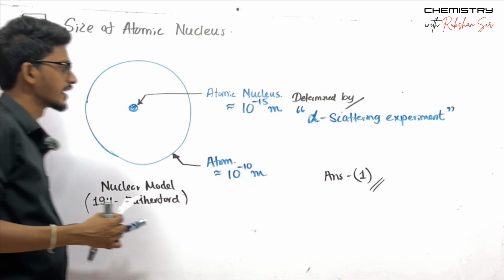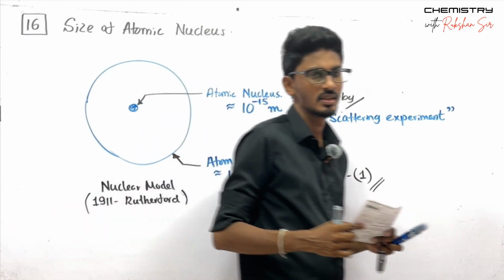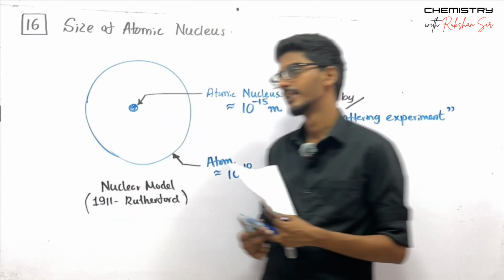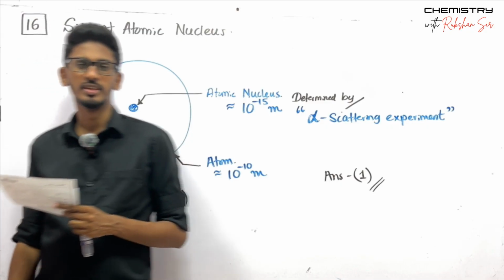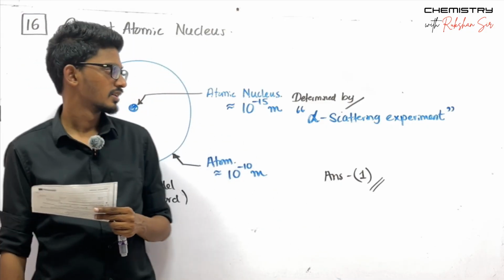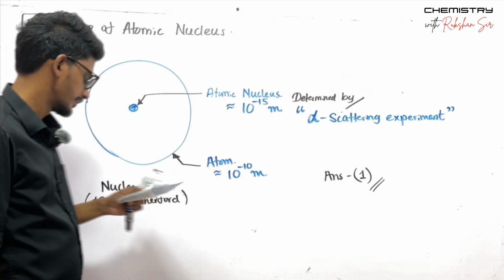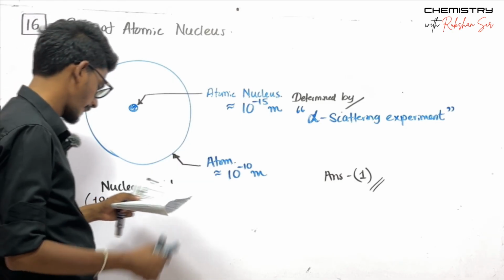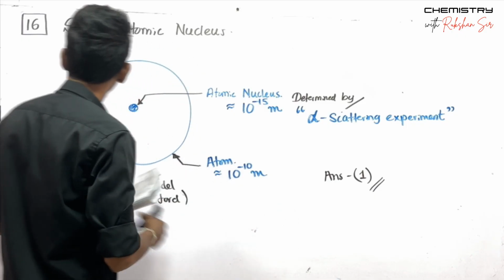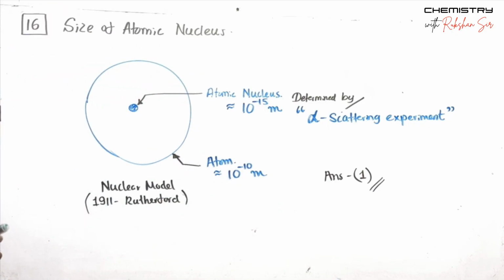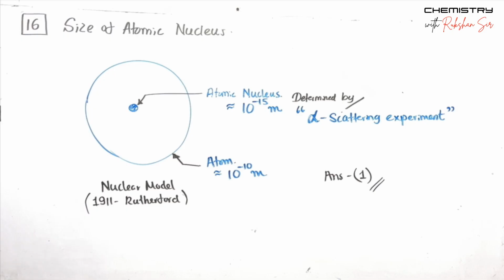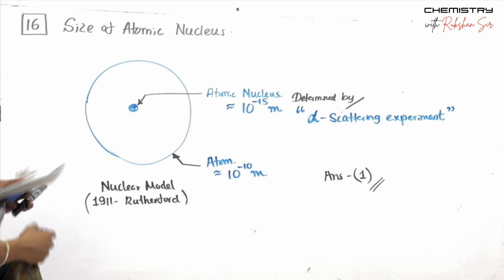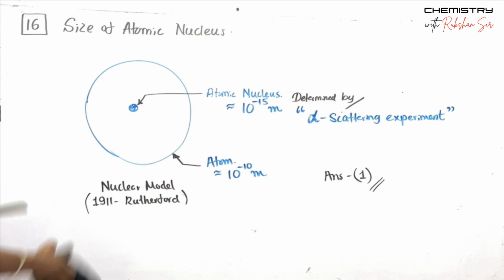With the use of deviation angles of alpha particles, they were able to come up with the size of the nucleus. Okay. That was the preview for question number 16. Let's come up with question number 17.